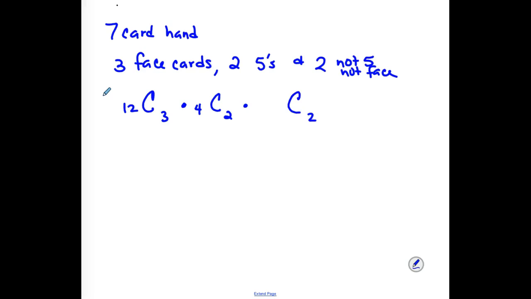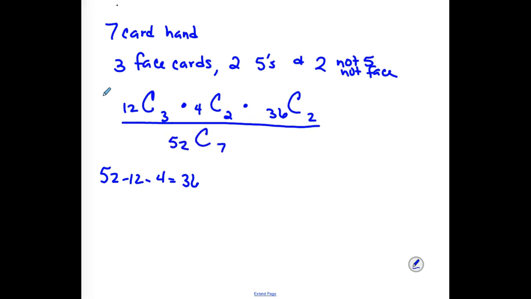I have 52 cards, and I can't use the 12 face cards. So now I'm down to 40, right? Then I take out the 4 5s. So I'm down to 36 cards available that aren't those things, choose 2. Does that make sense? What would the denominator be? Yes, 52C7. Now I want 7 cards in my hand. Does that make sense? So you can string a whole bunch of pieces together on the top.